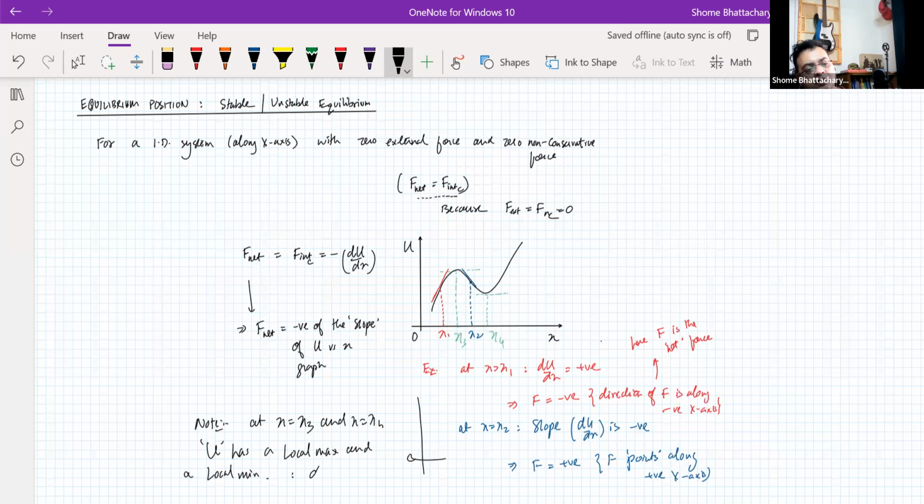So that means du by dx is 0 at these points. Which means the force is 0. So the force is 0. It means that they are equilibrium points, because that is the definition of equilibrium: that net force is 0.